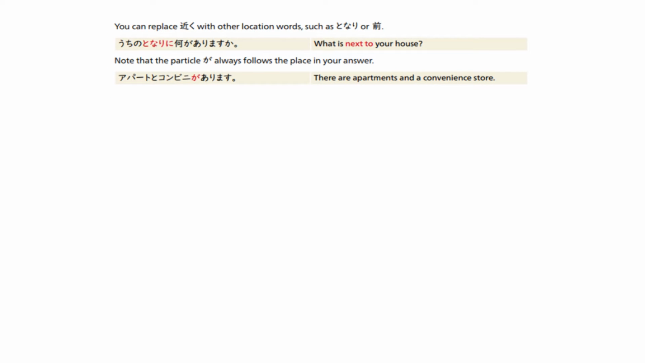So as I mentioned before, you can replace chikaku with other location words such as tonari or mae. So in this instance, uchi no tonari ni nani ga arimasu ka? What is next to your house? You need to also work out that you have to put ga when you're putting the answer with this particular grammar structure. So you can also list two things rather than just the one when you're answering it. Apato to konbini ga arimasu. There are apartments and a convenience store.